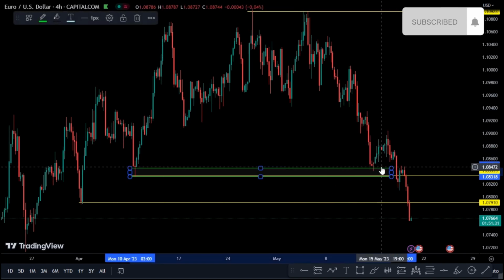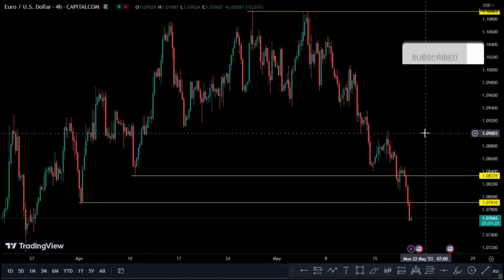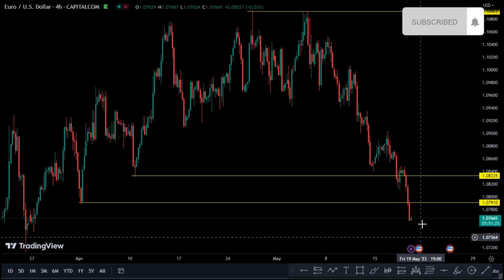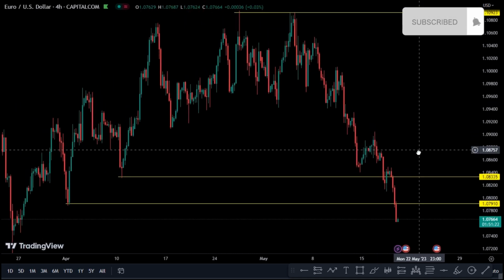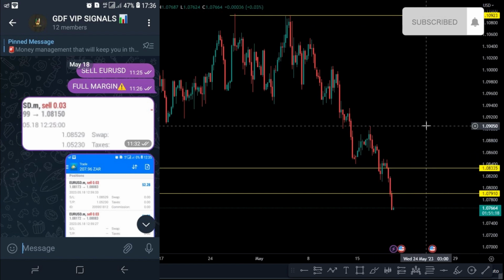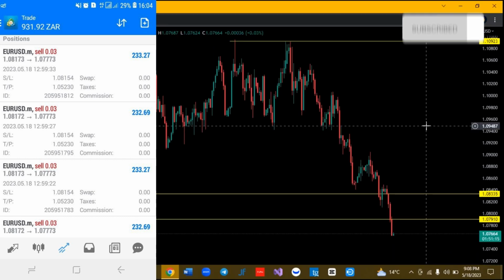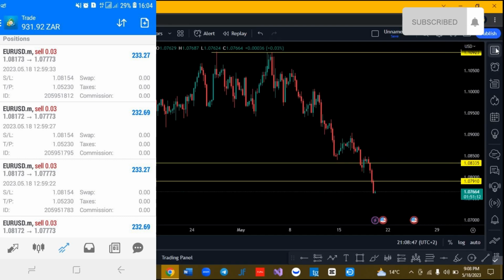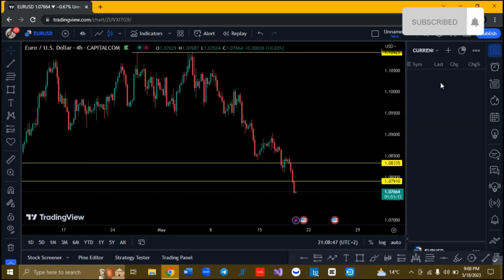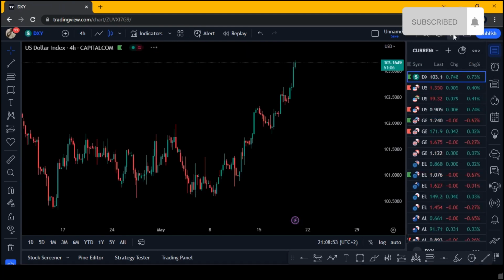Now I'm going to be showing you guys how I was able to catch this trade here, which I also share with my community as well. I also use the same strategy, which is DXY analysis. So now let's move on to DXY.